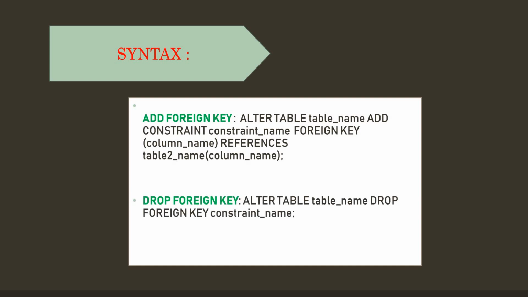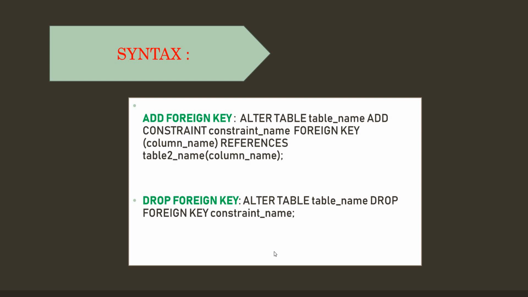So that's it. Next, I'll show you the drop key command, which is alter table, write the table name, then write drop, then foreign key. After that, you can simply write the constraint name that you have used during the process of adding foreign key.